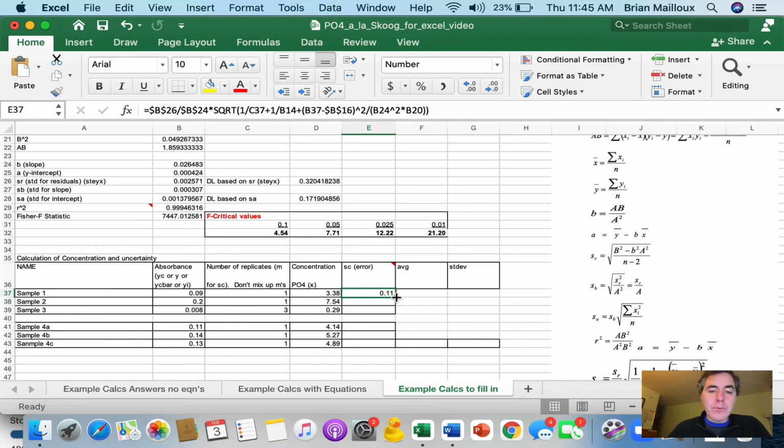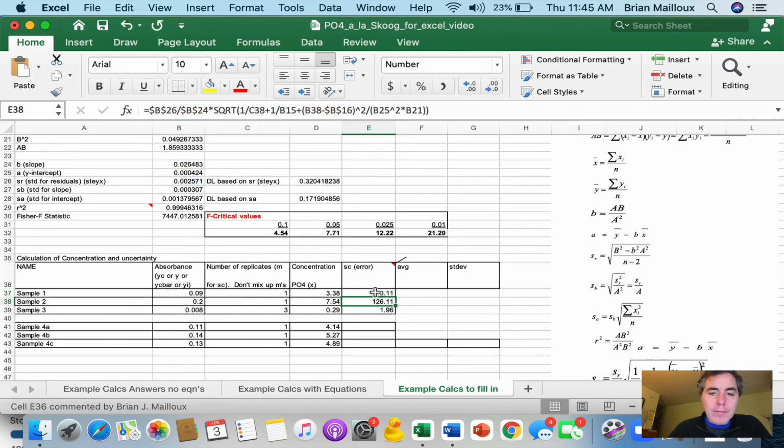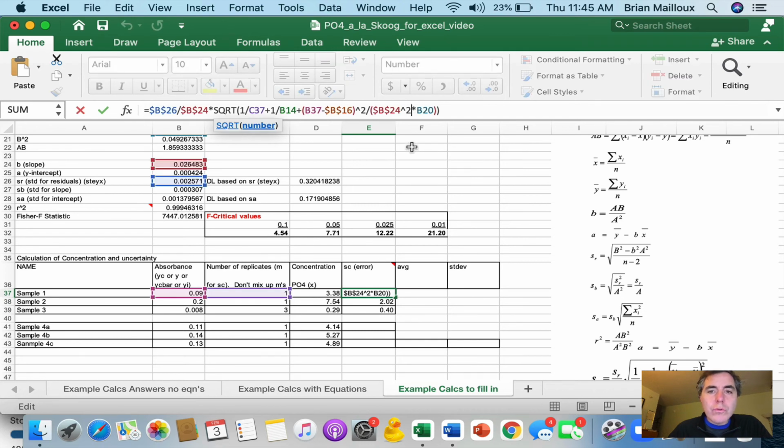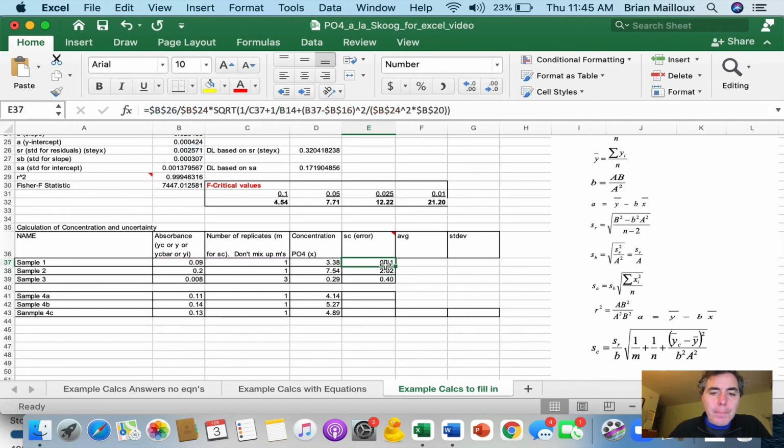We can now, if this works, drag it down. Oh, and something went wrong. We forgot this B24 should have dollar signs. Now I'm going to try dragging down again. Still wrong. Oh, and we also need this B20 to have dollar signs. Let's try again. There we go. So now you can see these are the estimated errors.